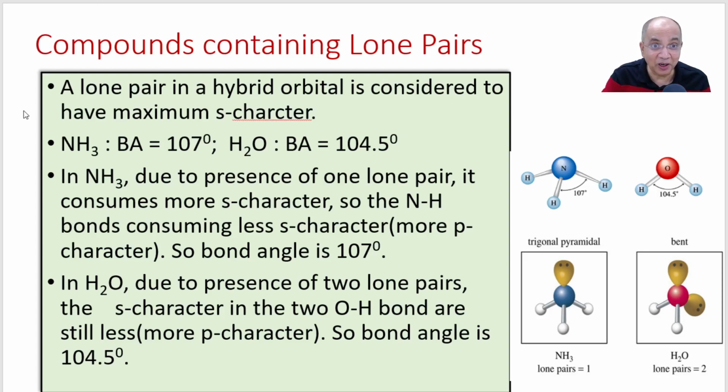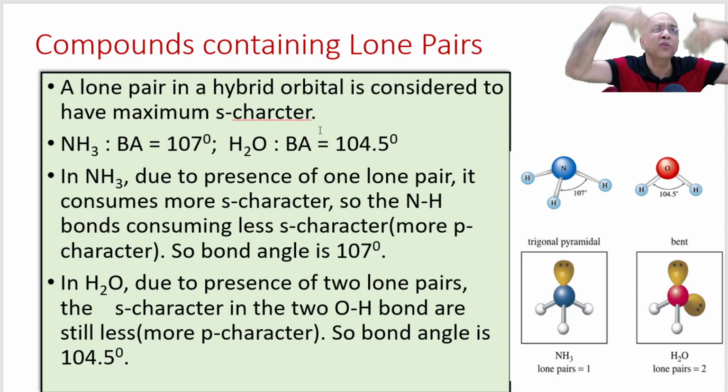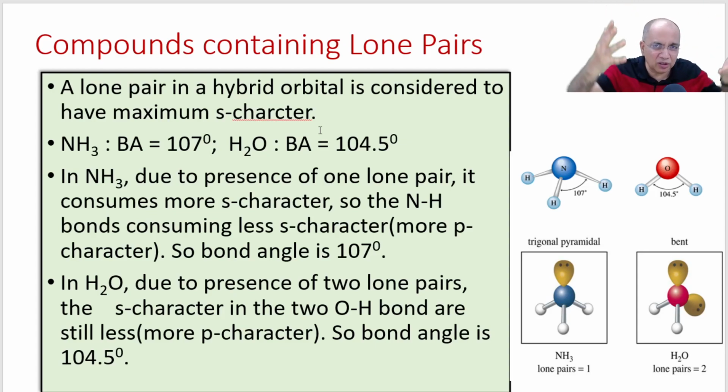Now let me read out. A lone pair in a hybrid orbital is considered to have maximum S character. Remember this is the presumption in Bent's rule. If there is a lone pair in a hybrid orbital, occupied, not unoccupied, non-bonding, then since it is not being shared with another atom, it is bound close to the central atom's nucleus, so it has got more S character. So the S character is maximum in a non-bonding occupied lone pair orbital.